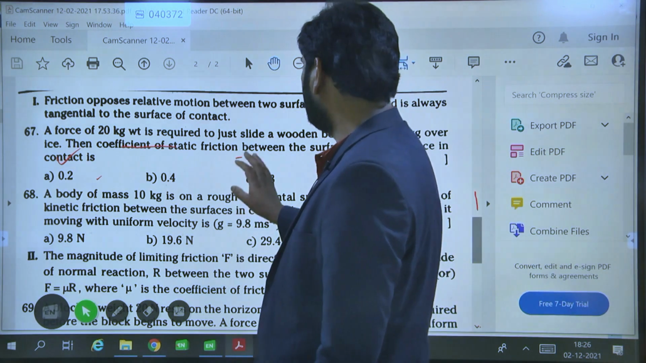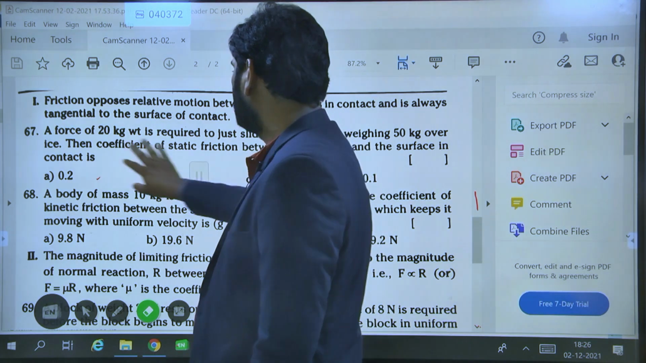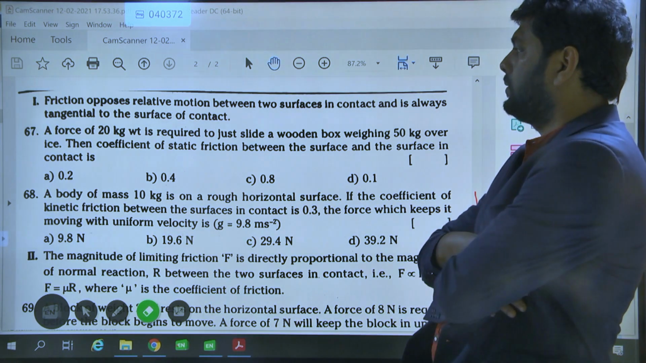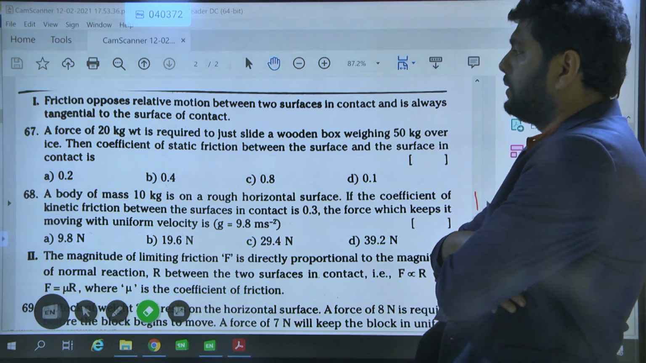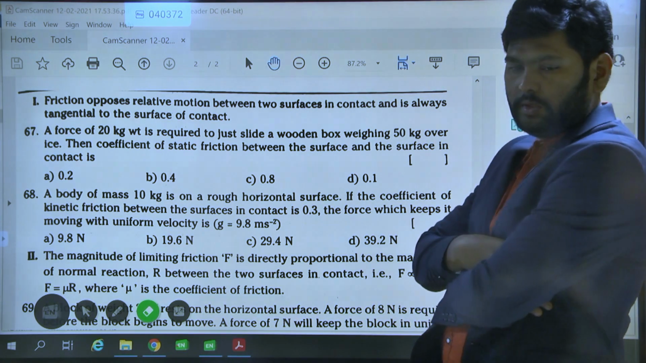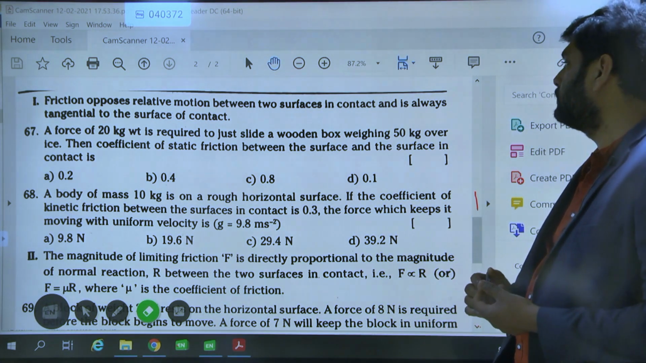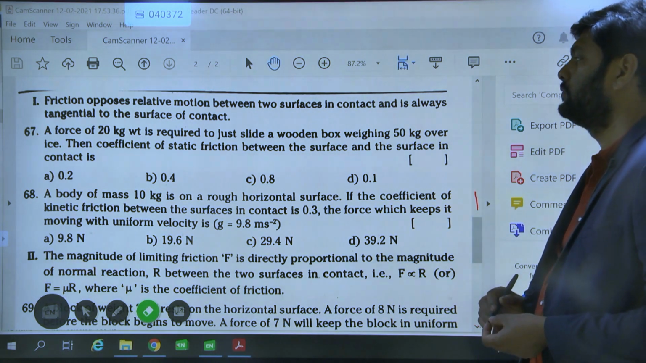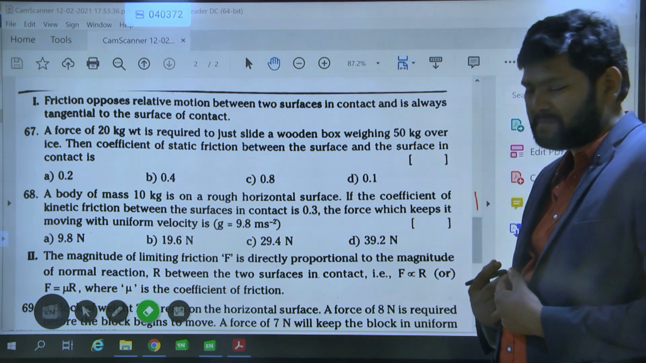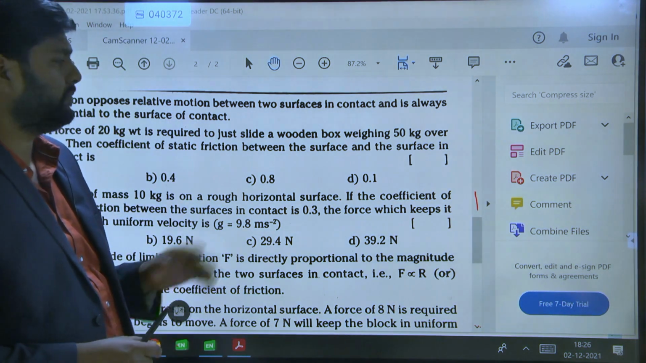So they have given, tell me, 20 kg. What is the weight, sir? A 20 kg weight is required to just slide a wooden box weighing 50 kg over ice. Then find the coefficient of static friction between the surfaces in contact. So easily, whatever we did for the first question, the same thing you need to apply.